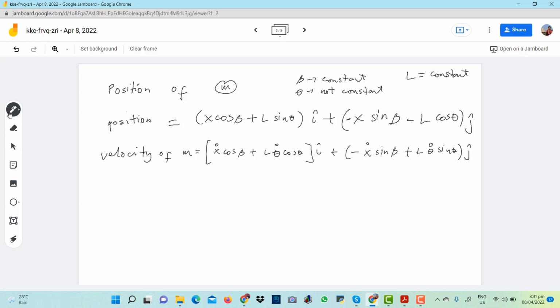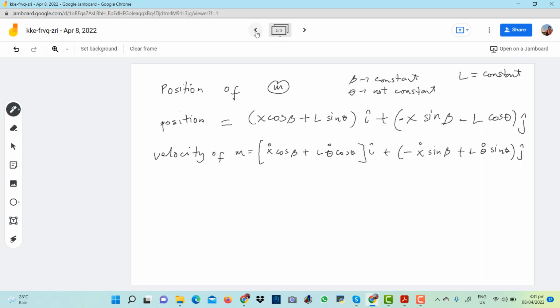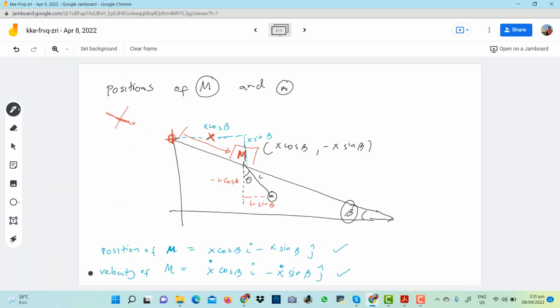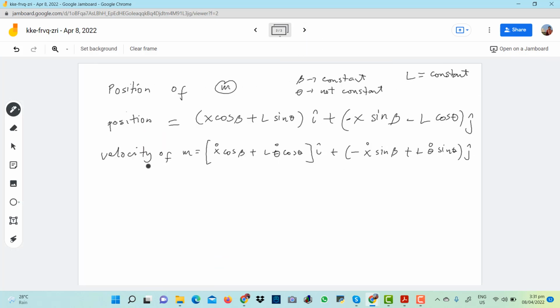Okay, so that's the velocity of my small m, and this earlier one is the velocity of big M. So I now have the position and also the velocity of these two masses, big M and mass m. Therefore, what we will get is the magnitude of the velocities.